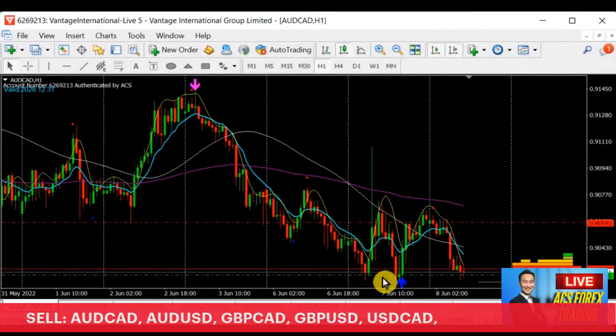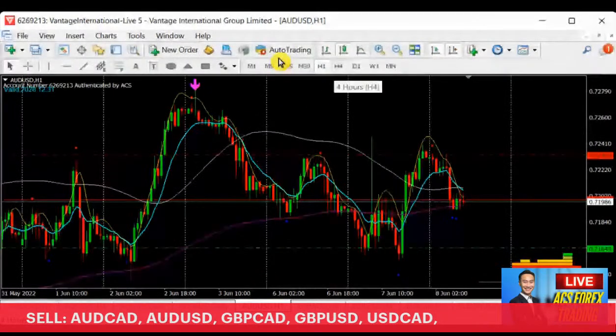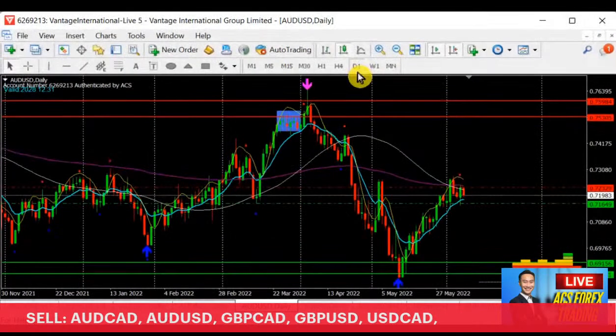So what is the next one that we're going to take a look at? Aussie dollar. All right, Aussie dollar. If you have any currency pairs right now, if you see any opportunity, you can share with us as well. All right, guys, thank you so much.